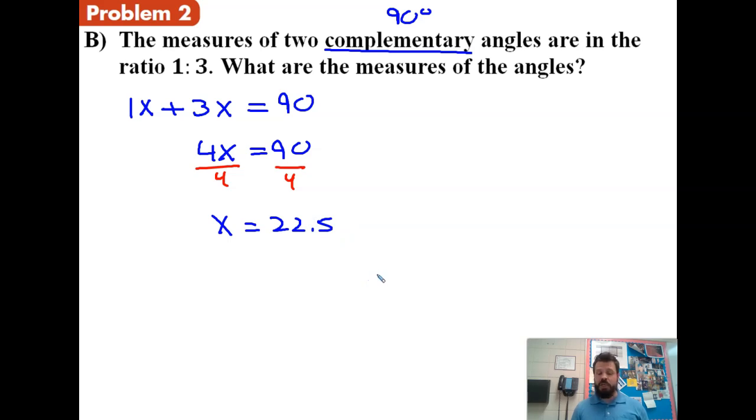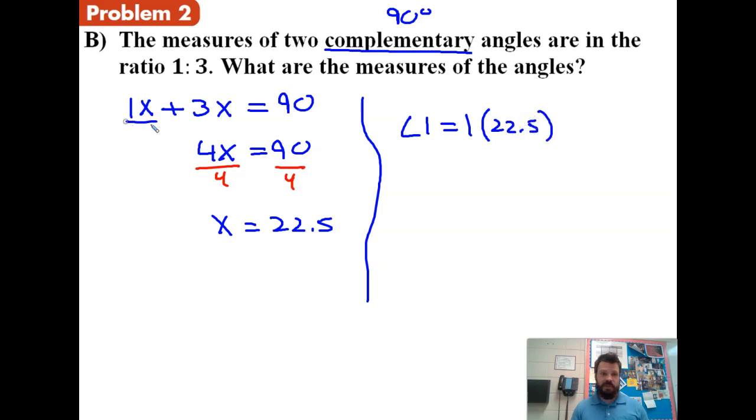All right, then again, we can use that 22.5 to find the actual measure of the angles. Okay, we don't actually have any angle names. I'll just say angles 1 and 2. We could say angle 1 is equal to 1 times the x. Okay, for the 1x part of the equation. In other words, just 22.5 degrees.